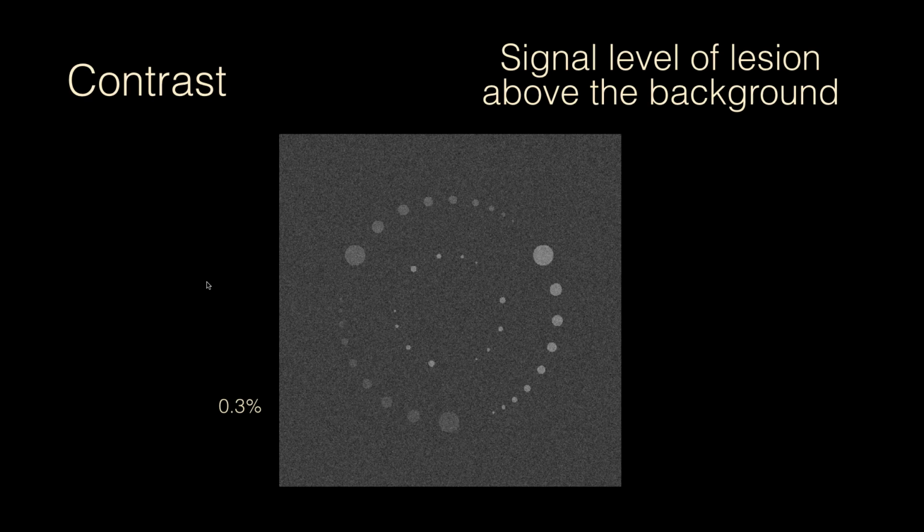So, for instance, a phantom that's used in CT will have inserts of different contrast and different size, and these inserts are at 0.3%, 0.5%, and 1% contrast, and then of varying sizes, and also of varying thicknesses, where the ones in the middle are thinner than the ones on the outside. So again, just at a high level, we want to take away that contrast is the ability for us to see this signal level above the background.